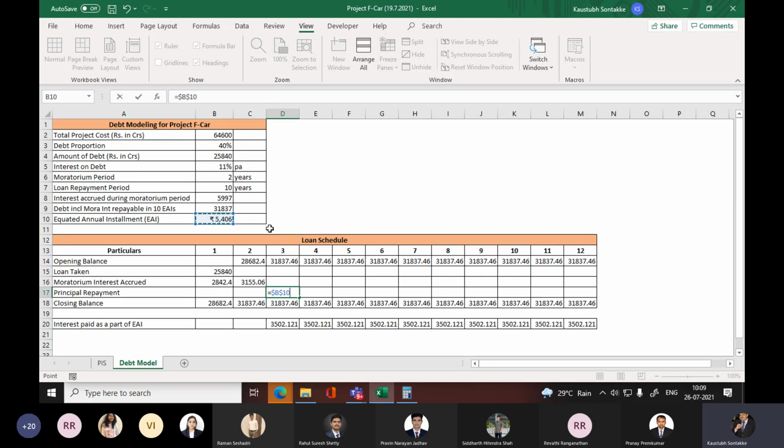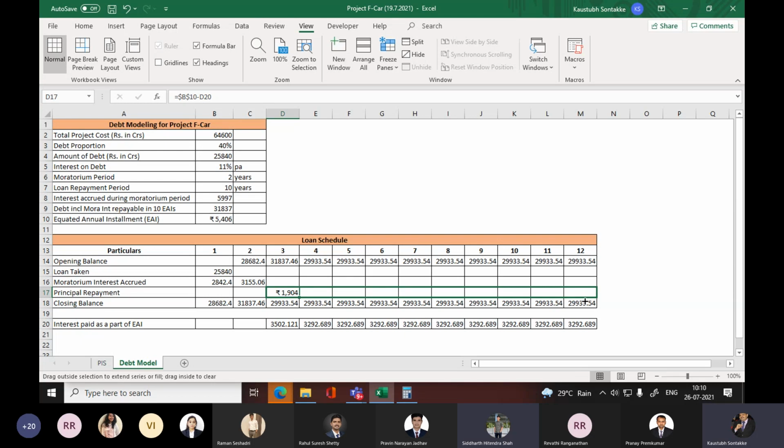Every year the equated annual installment is the same, minus interest. Interest is what we have calculated, my D20 here. You just calculated interest before this, so I will not freeze this. I'll just say enter. So my principal repayment in year 3 is 1904 crores.